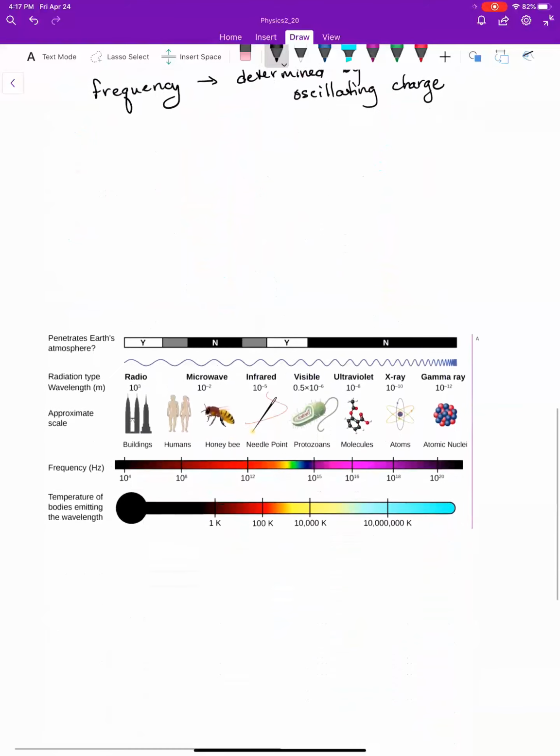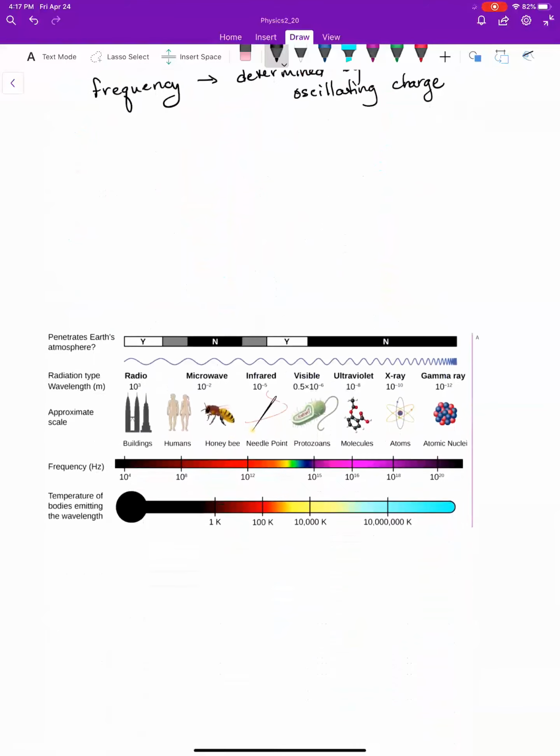So this is a chart of the electromagnetic radiation. There's a lot of information here. It's showing you both wavelength sizes. So looking at this chart, this is the radiation type, the wavelength. And so the scale tells you sort of the size. So radio waves tend to be about 10 to the third, or about 1,000 meters in length. Microwaves are on the order of centimeters, and so forth. Visible is really quite small, 0.5 times 10 to the minus 6. And then we've got ultraviolet, X-ray, and gamma.